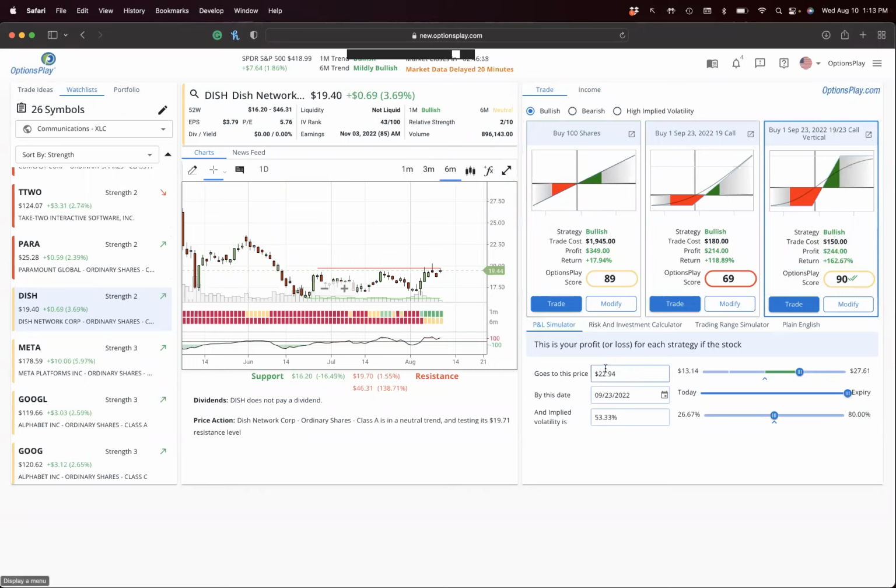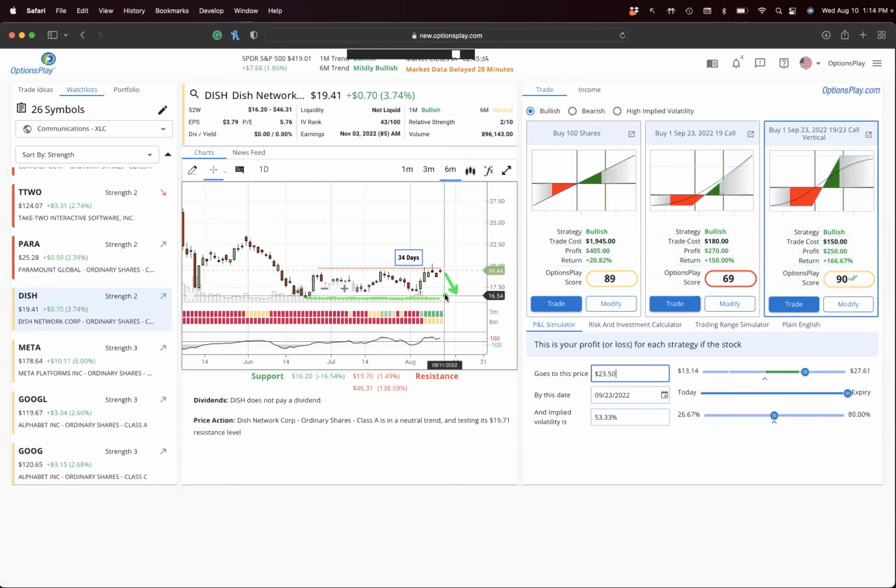This P&L simulator allows you to say, what happens if Dish Network breaks out to, let's say, that 23.5 level, which is the prior highs from late May. Let's say it breaks out to 23.5. What is my potential profit in each of these 3 strategies, and compare them side by side so that I can see if I bought the stock, I'm looking at a 20% return, 150% return on the call, 166% return on the vertical, and vice versa.